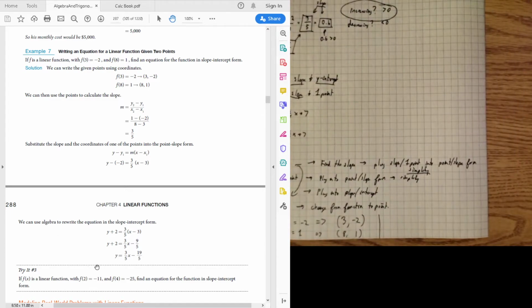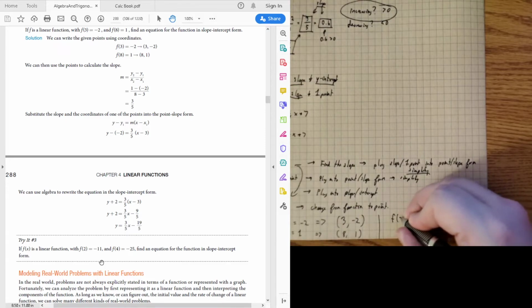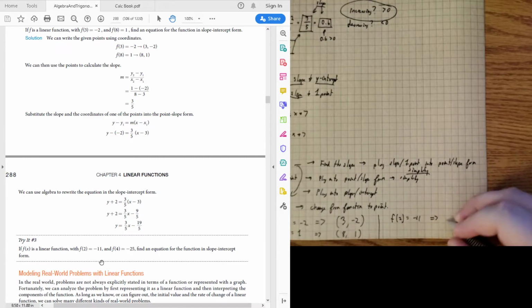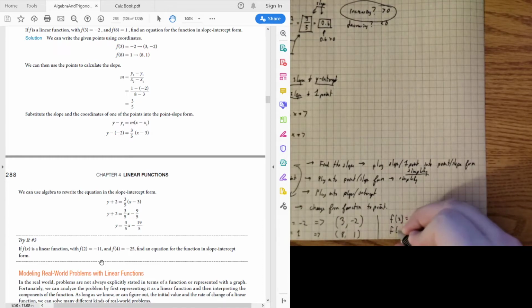Looking at try it number 3 down here. Same thing. Just giving you an extra example. F of 2 equals negative 11 means you have the following point. 2 is our x value. Negative 11 is our y.